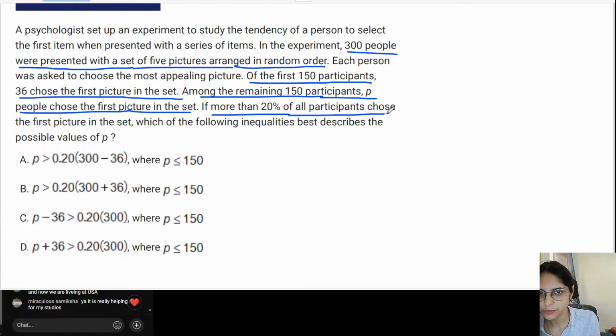If more than 20% of all participants chose the first picture in the set, which of the following inequalities best describes the possible values of P? So more than 20% of all, so first picture.